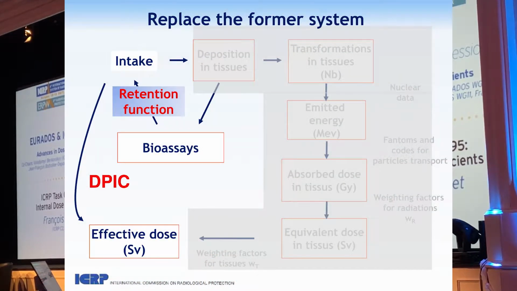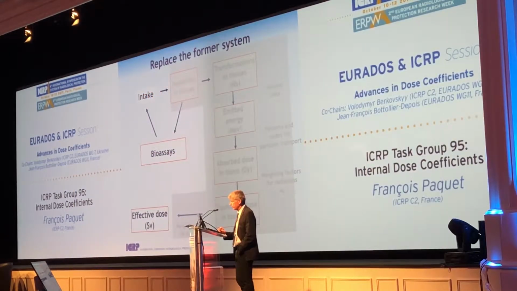This system, which is really easy to use, replaces the former system that most of you already know, in which, as you remember, you were obliged to go from the bioassay to the intake using a retention function, and then from the intake to the effective dose using the dose per unit intake or the dose per unit content. We wanted to simplify the system because in the former system we had two steps, and two steps means two possibilities of mistakes. So we wanted to simplify the system into only one step, just to minimize the risk of error.